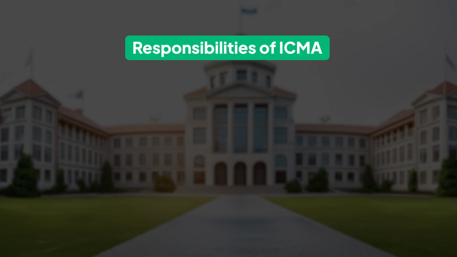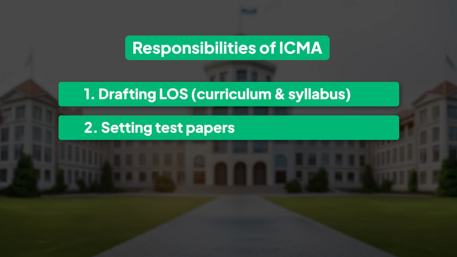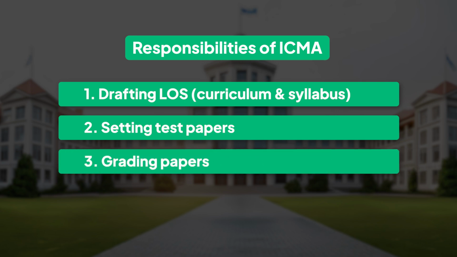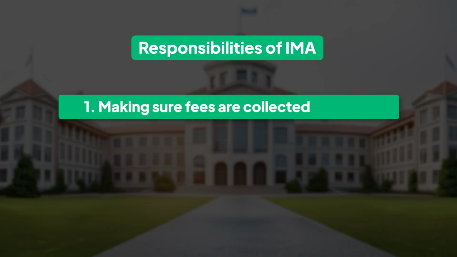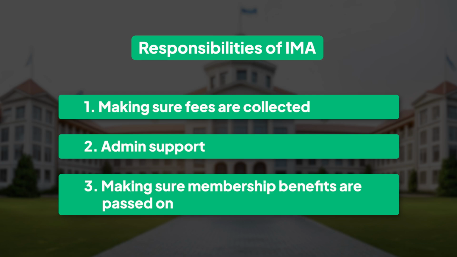ICMA is responsible for drafting your LOS, basically your curriculum or syllabus, then setting your test papers. Third is grading your papers, and fourth is giving you certification. So this is major responsibility of ICMA. But when we talk about IMA, it is mainly the association level body. So making sure your fees are collected, the admin support required, then let's say you have membership with them, so making sure benefits are passed on. These kind of activities are conducted mainly by IMA. Now, even though technically I'm quoting two names, they are part of one organization only. So not much to differentiate over here.